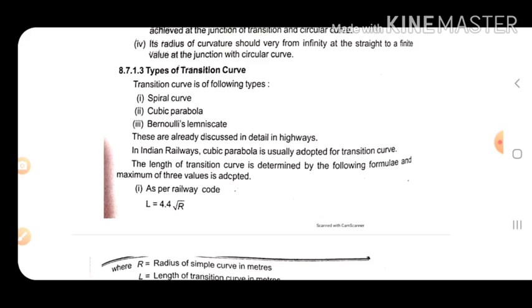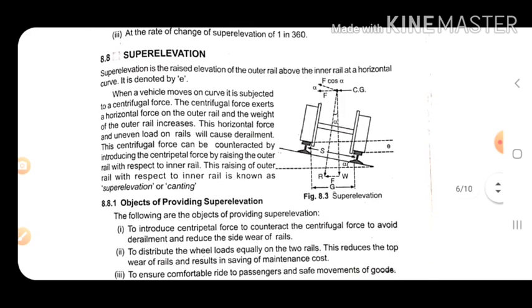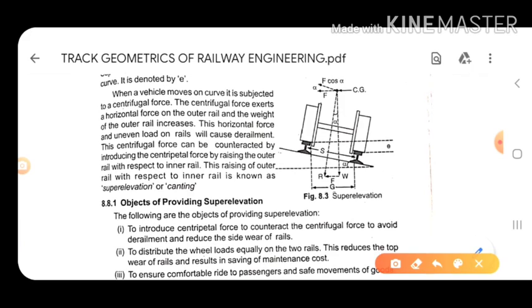Types of transition curve: spiral curve and cubic parabola or Bernoulli's lemniscate, this is provided in hilly area. Transition curve, super elevation, very important. Super elevation is very important, okay.